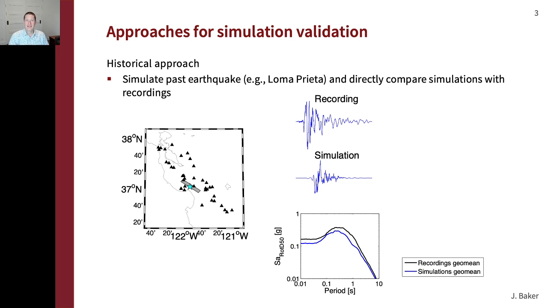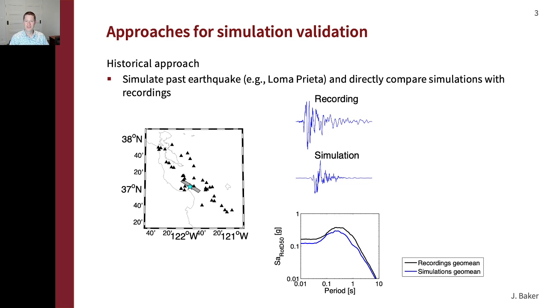With that in mind, I've talked in a previous paper, I'll provide the citation in a moment, about a variety of approaches for ground motion simulation validation. So when we talk about validation, there's a lot of different things that could be done. What we call the historical approach is to take a past earthquake that has recordings and then produce simulations for that same earthquake.